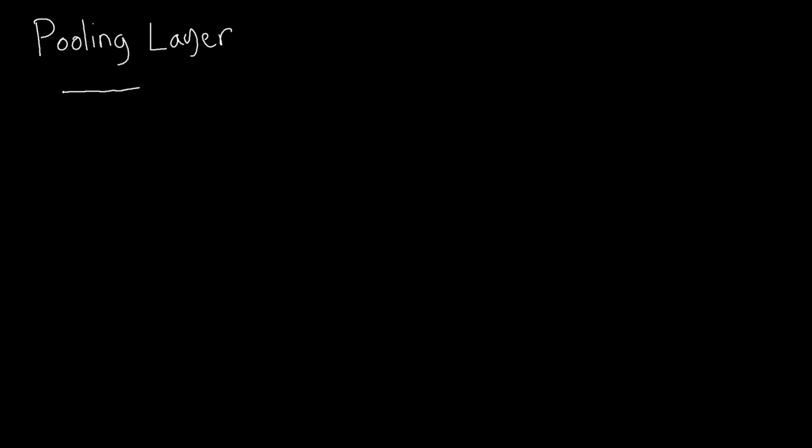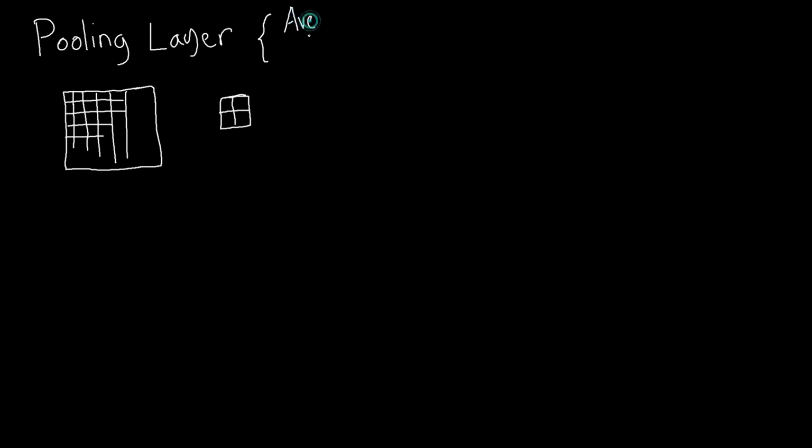If you have an image similar to this, and we have some cells here, the pooling layer would be operated as this. Firstly, we have the filter that will do two different tasks depending on the type of pooling layer that you choose. We have the average layer and the maximum layer, the max pooling layer.